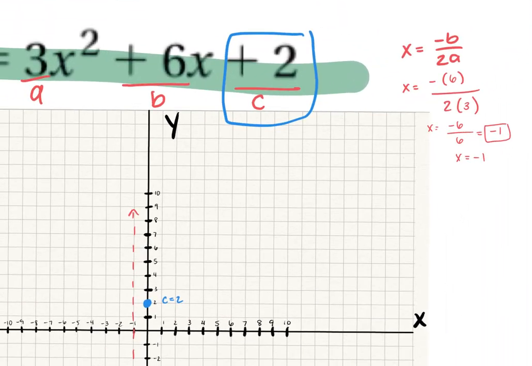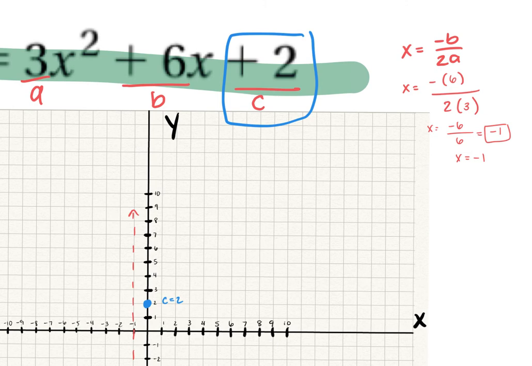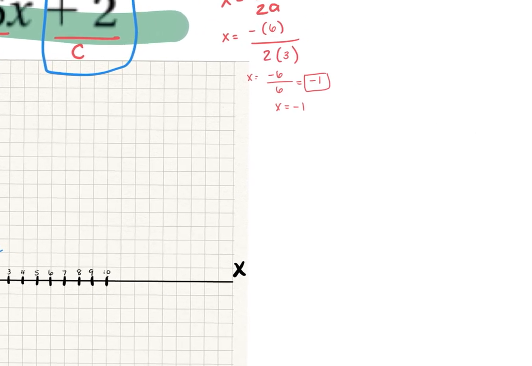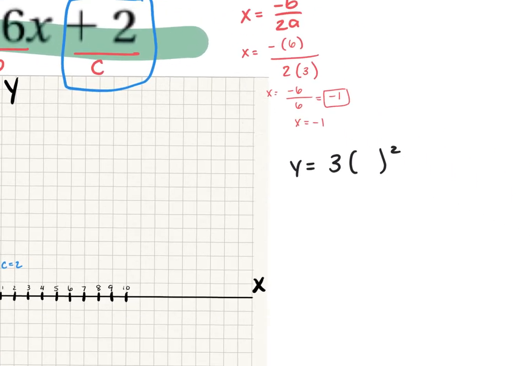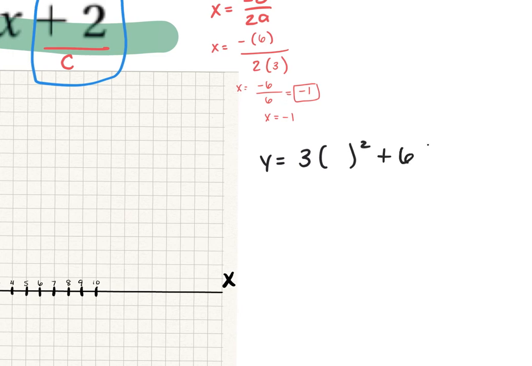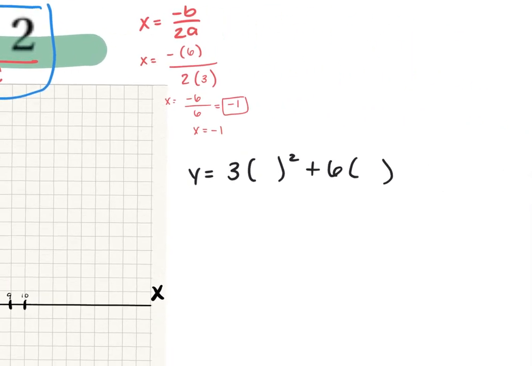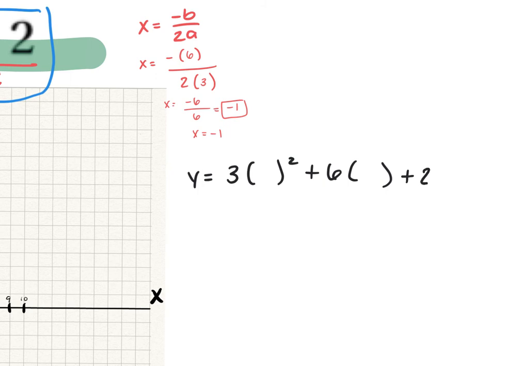Plugging back in. So let's plug in x equals negative 1 to our original expression. So we've got y equals 3 times x squared plus 6 times x plus 2. Wherever I had an x, now I'm going to have what? Negative 1.